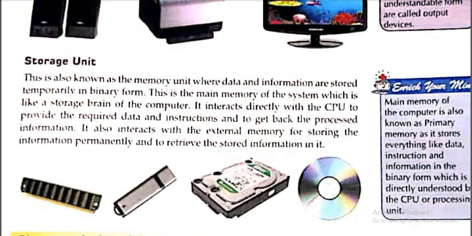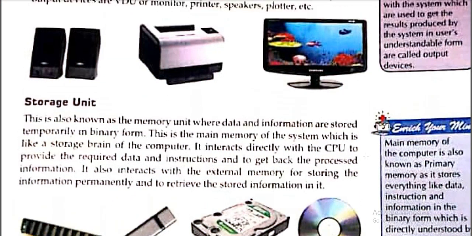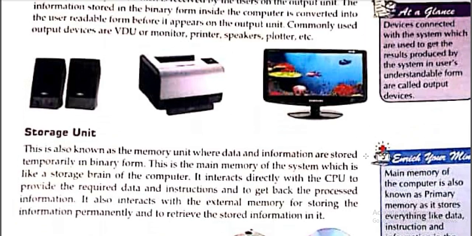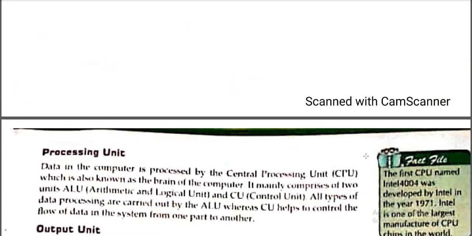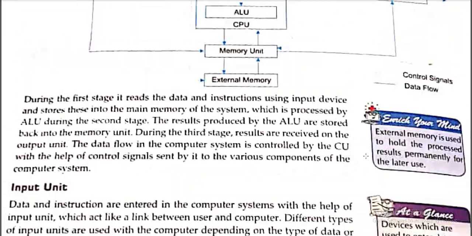Main memory of the computer is also known as primary memory, as it stores everything like data, instruction, and information in the binary form, which is directly understood by the CPU or processing unit. The things which are understandable by the CPU are stored in main memory. So main memory you can see here. Let me show you again.